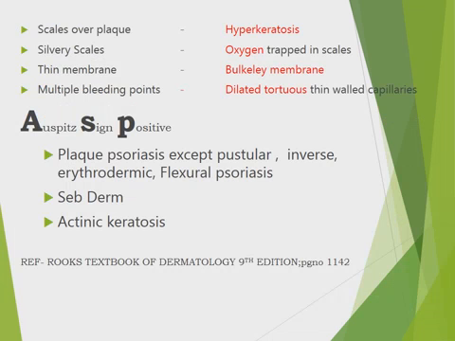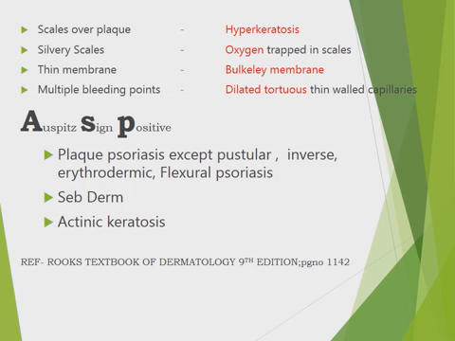Correlation of Auspitz sign with histopathology. Scales over the plaque correspond to hyperkeratosis. Silvery scales occur due to air trapped in between the scales. The thin membrane seen in Auspitz sign is called Bulkley's membrane. Multiple bleeding points occur due to dilated tortuous dermal capillary vessels.